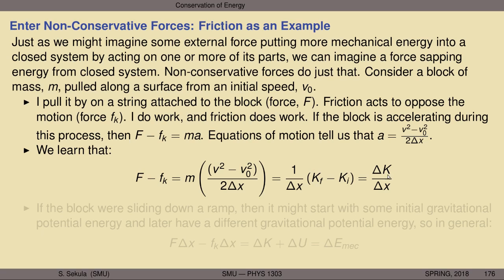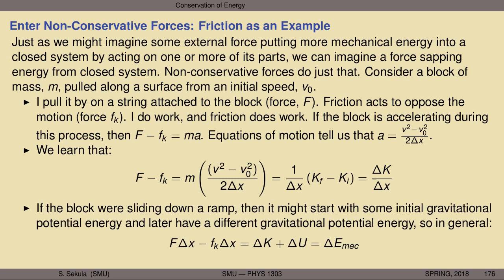Now, this is just considering a block that's moving at a constant gravitational potential energy, moving along a horizontal surface, for instance, where there are no rises and falls in the block, so that I'm not going further from the Earth or closer to the Earth. But in general, I could imagine this block is, for instance, being pulled down a ramp or pulled up a ramp, and then it might start with some initial gravitational potential energy, and later on, after sliding some distance along the surface of the incline, it might have a different gravitational potential energy.